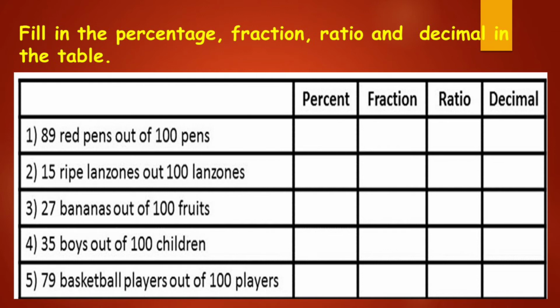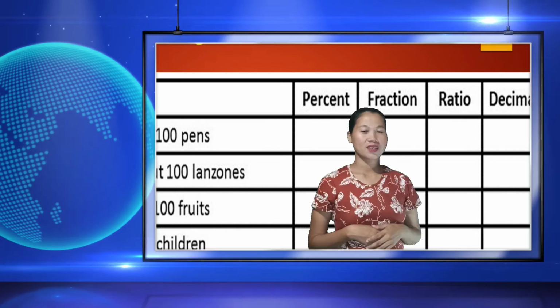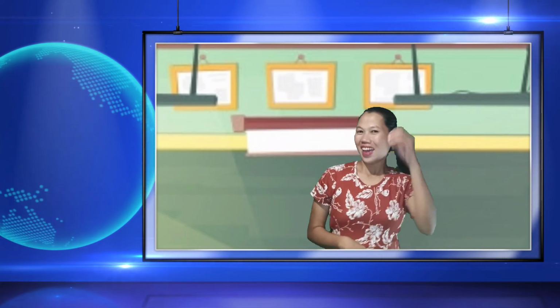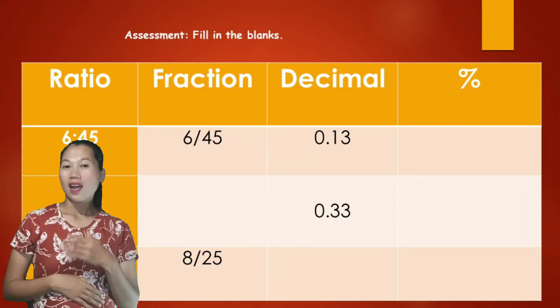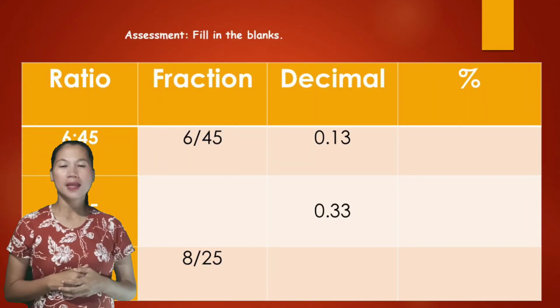Number 4, 35 boys out of 100 children. That is 35%. In fraction, 35 over 100. And in ratio, 35 is to 100. And in decimal, that is 35 hundredths or 0.35. Number 5, 79 basketball players out of 100 players. That is 79%. And in fraction, 79 over 100. In ratio, that is 79 is to 100, and in decimal, that is 79 hundredths or 0.79. Did you get the same answers? Excellent! For your assessment, fill in the blanks.